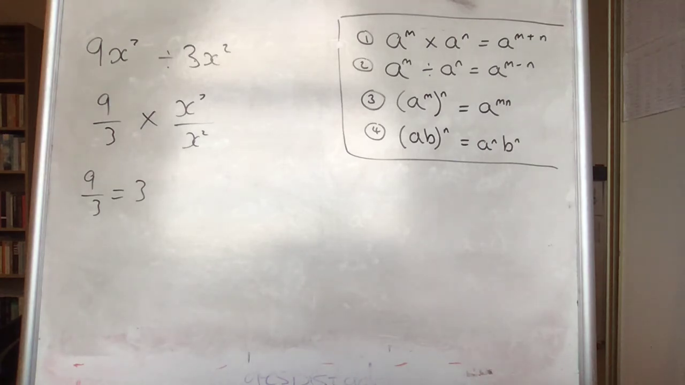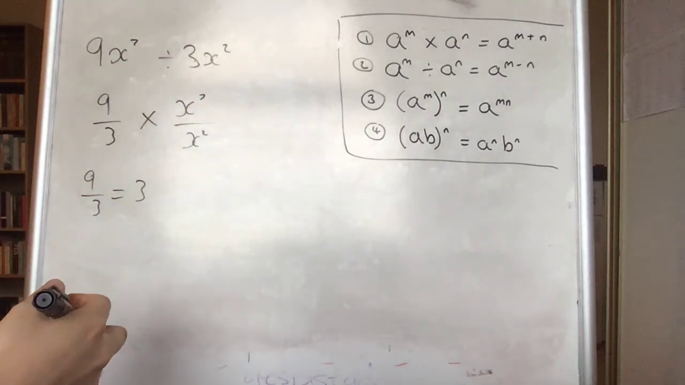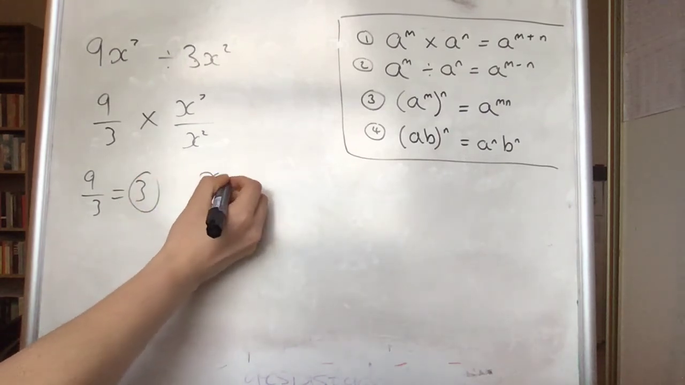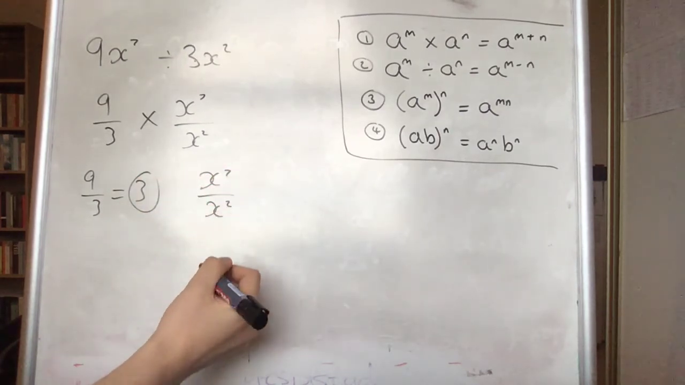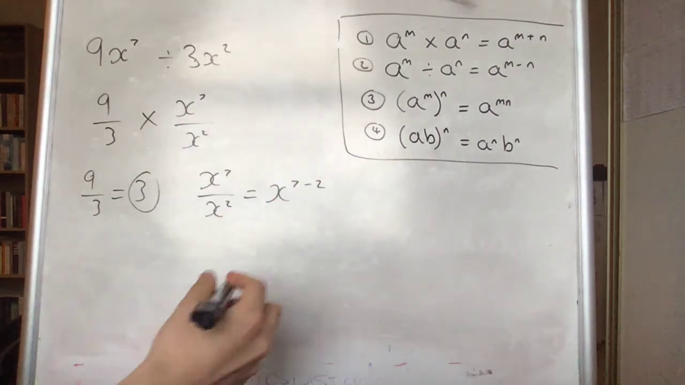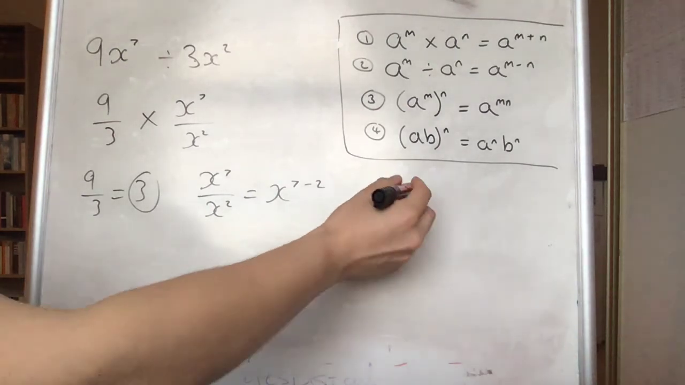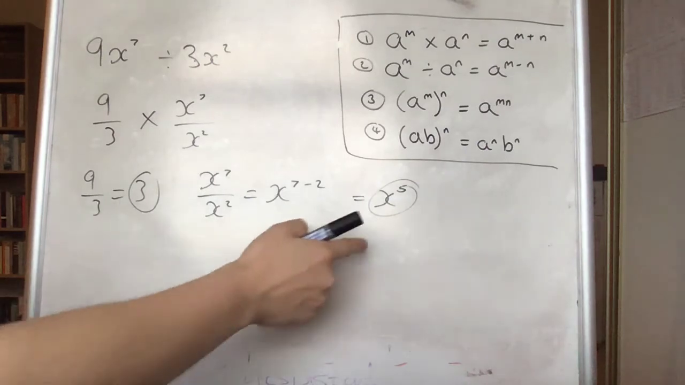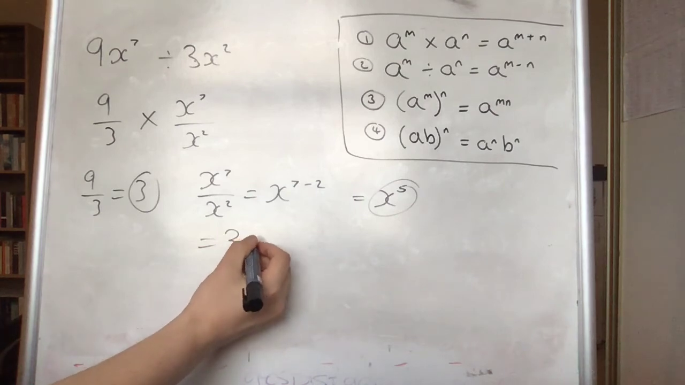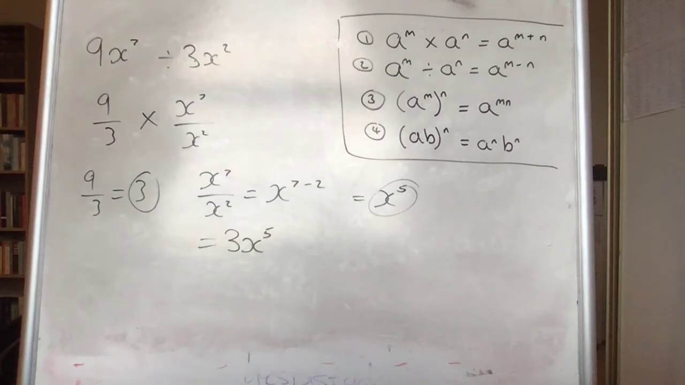And if we apply the second law here, a^m divided by a^n equals a to the power of m minus n, we know that x to the power of 7 divided by x to the power of 2 is equal to x to the power of 7 minus 2, which is equal to x to the power of 5. We can then bring these two together, our 3 and our x to the power of 5, to give us our final answer, which is 3x to the power of 5. And that is our final answer.